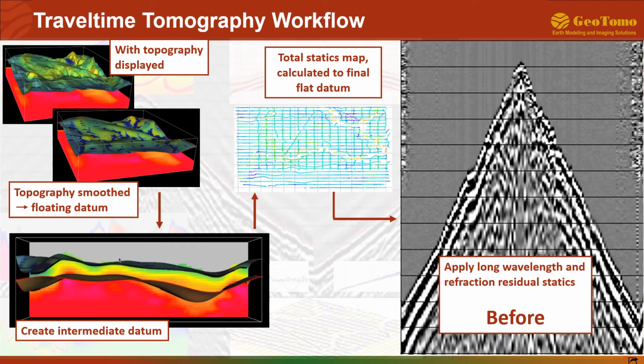First, shots and receivers are moved down from their locations to the intermediate datum using the model velocities. They are then moved up to the floating datum using the replacement velocities. And this is the long wavelength static to floating datum. Residual statics are the difference calculated between the smoothed and the unsmoothed long wavelength statics after linear move out. So the sum of the two sets of statics is moved to the final flat datum using the replacement velocity specified and is displayed on the total statics map.